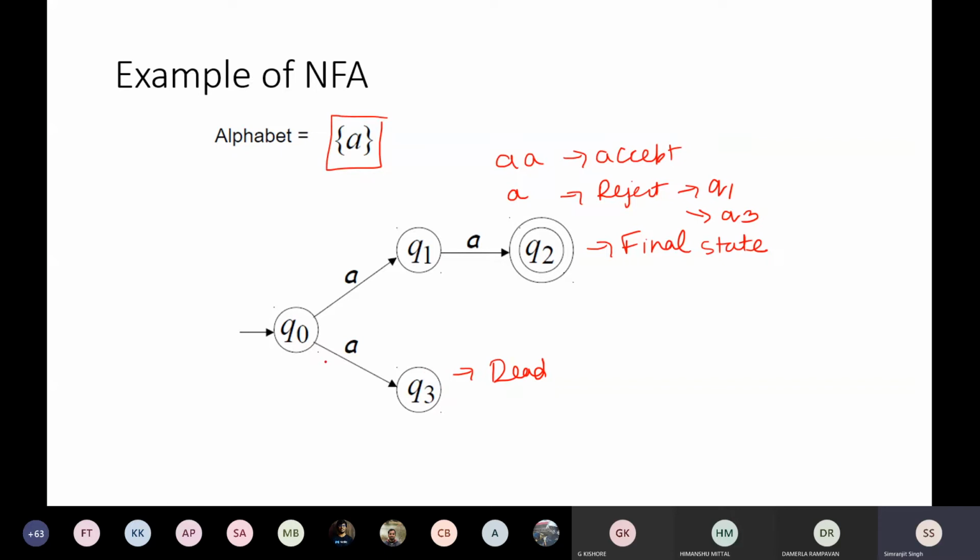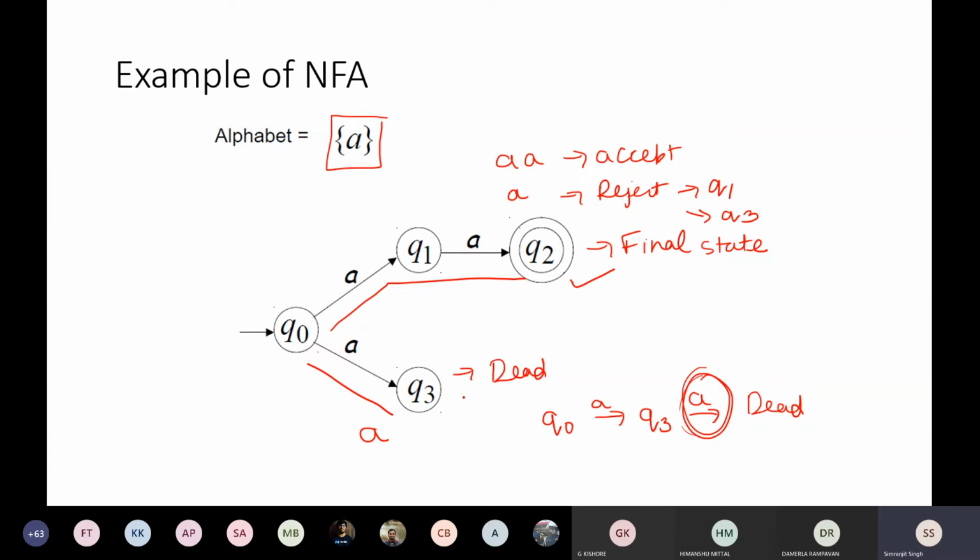If I follow this path, A is accepted here. But if I follow the other path, the second path for A, on receiving an input of A at Q0 I will go to Q3, and on Q3 the transition for A is not defined. So this is again a dead configuration. If you reach a dead configuration, it means the string is not accepted if you follow this path.